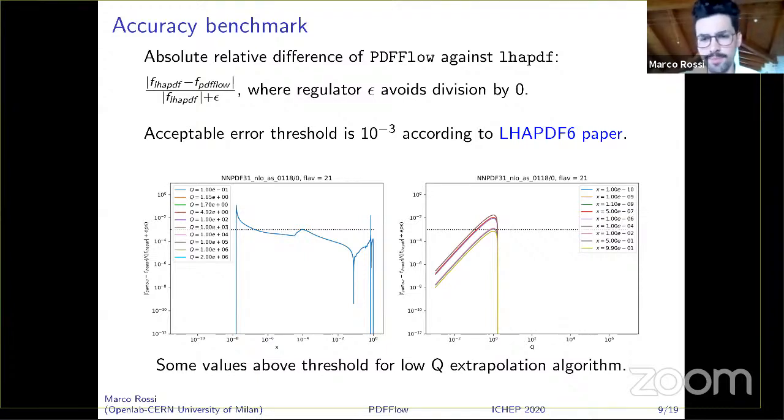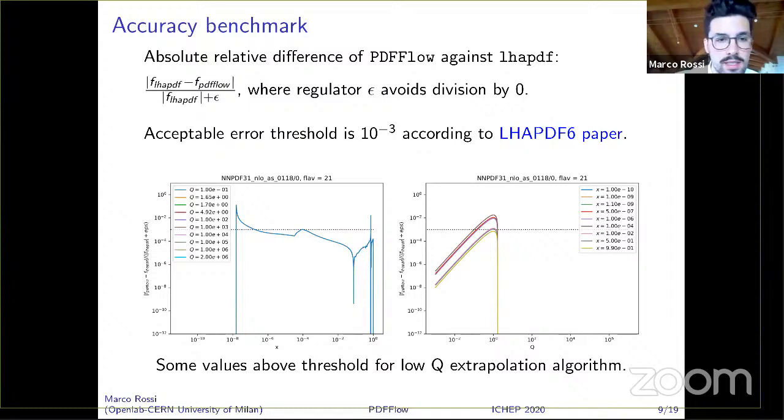On the right plot, you have the opposite situation where we fixed the X and changed the Q. As you can see, especially on the left plot, you can't see the other curves, because the match with LHAPDF is almost perfect. We just have this low Q problem in the extrapolation algorithm, so not inside the grid, we are outside the grid given in the PDF sets.